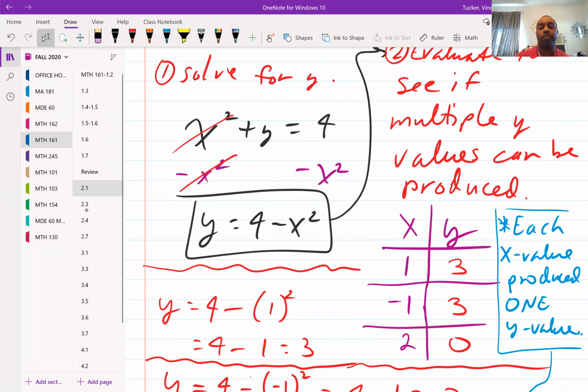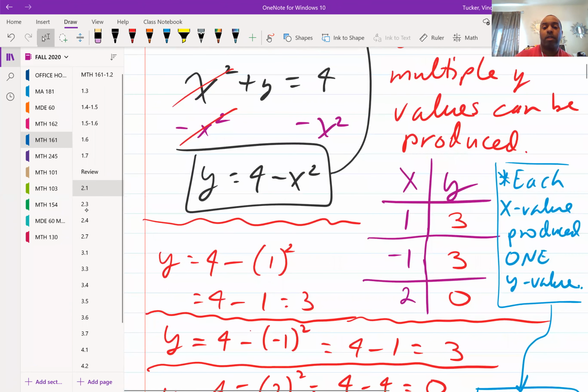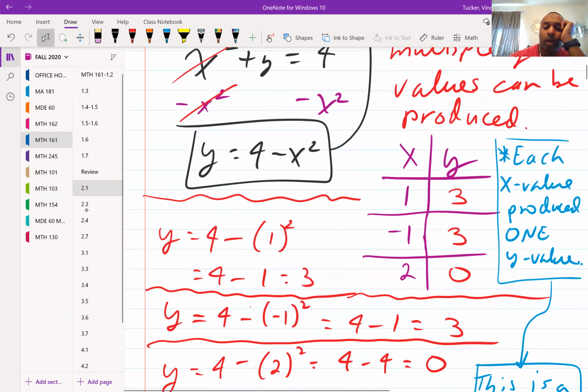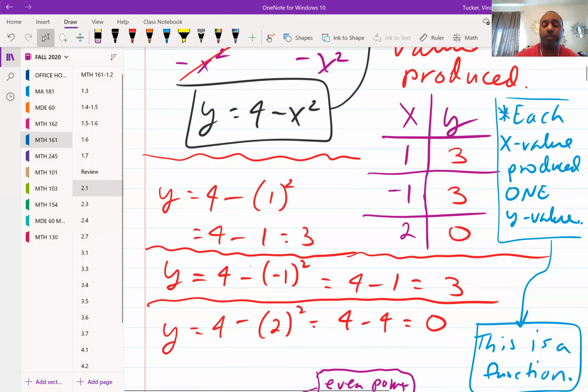So when I plug in 1, I get out the singular value of 3. When I plug in -1, I also get 3. And when I plug in 2, I get 0. Those are just examples of what would happen when you plug in your values. No matter what value you plug in, only one y value will be produced. The next example will show you what I mean by producing more than one y value. But we see that every time we plug in a value for this one, only one y value is produced. And so that means that this is a function.